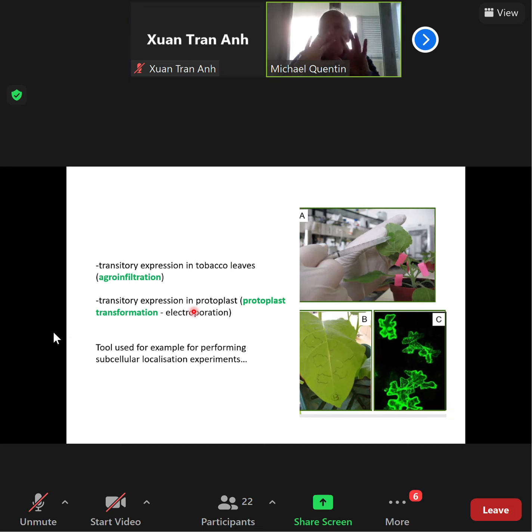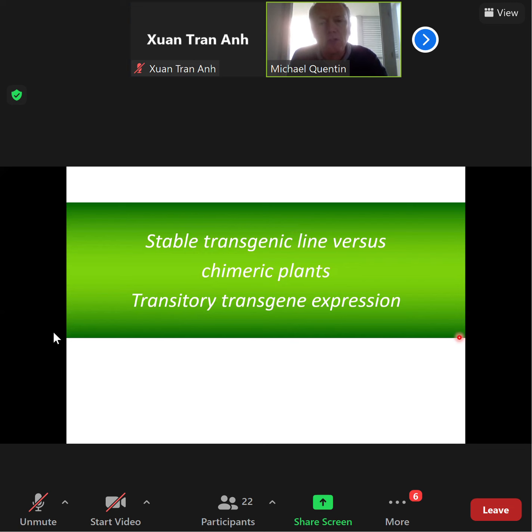Here, the idea is not to produce a transgenic plant. The idea is to produce a transgenic cell that you will be able to observe in vivo. So it's a tool to do functional genomics. So it's transient expression versus production of a whole transgenic plant. Okay?